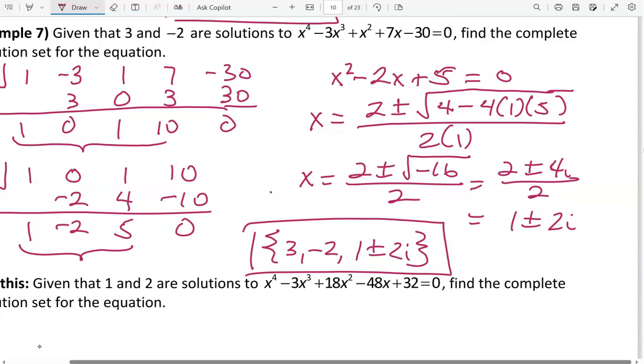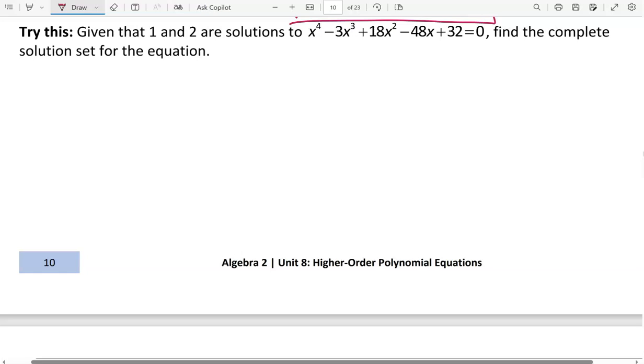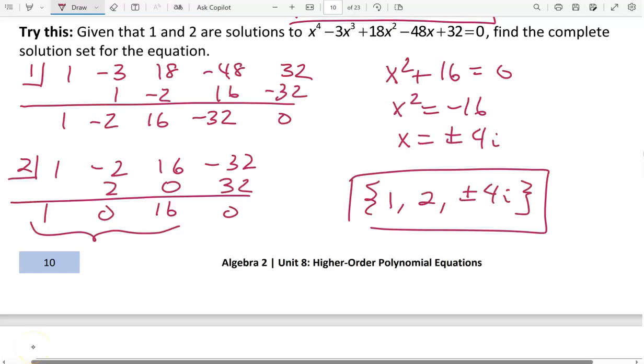Alright, pause the video while you try the next one on your own. We're given 2 solutions and you're to find the complete solution set. Alright, here is the complete solution set for the try this.